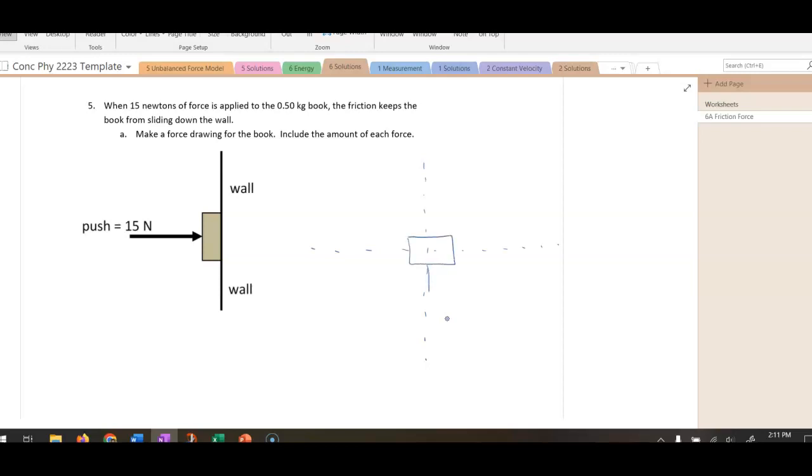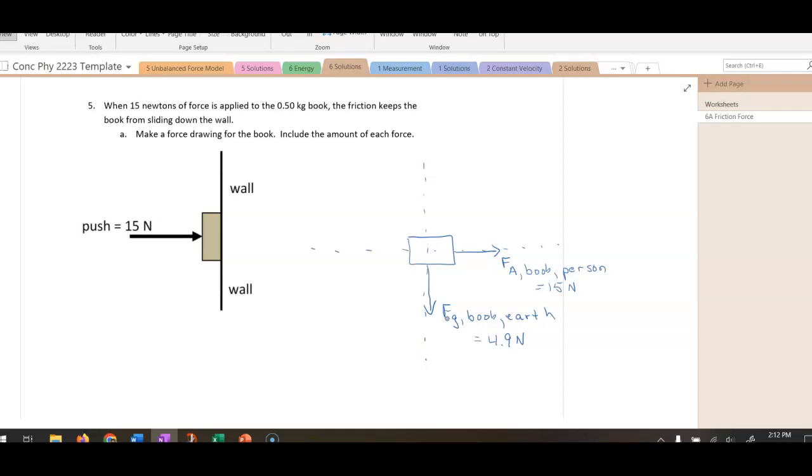They give me the mass of the book so I can find its weight, and that points down to the center of the earth. Half a kilogram times 9.8, the weight of the book is 4.9 newtons. The applied force, as shown in the diagram, is to the right. So this is an applied force on the book by a person, and that's 15 newtons.